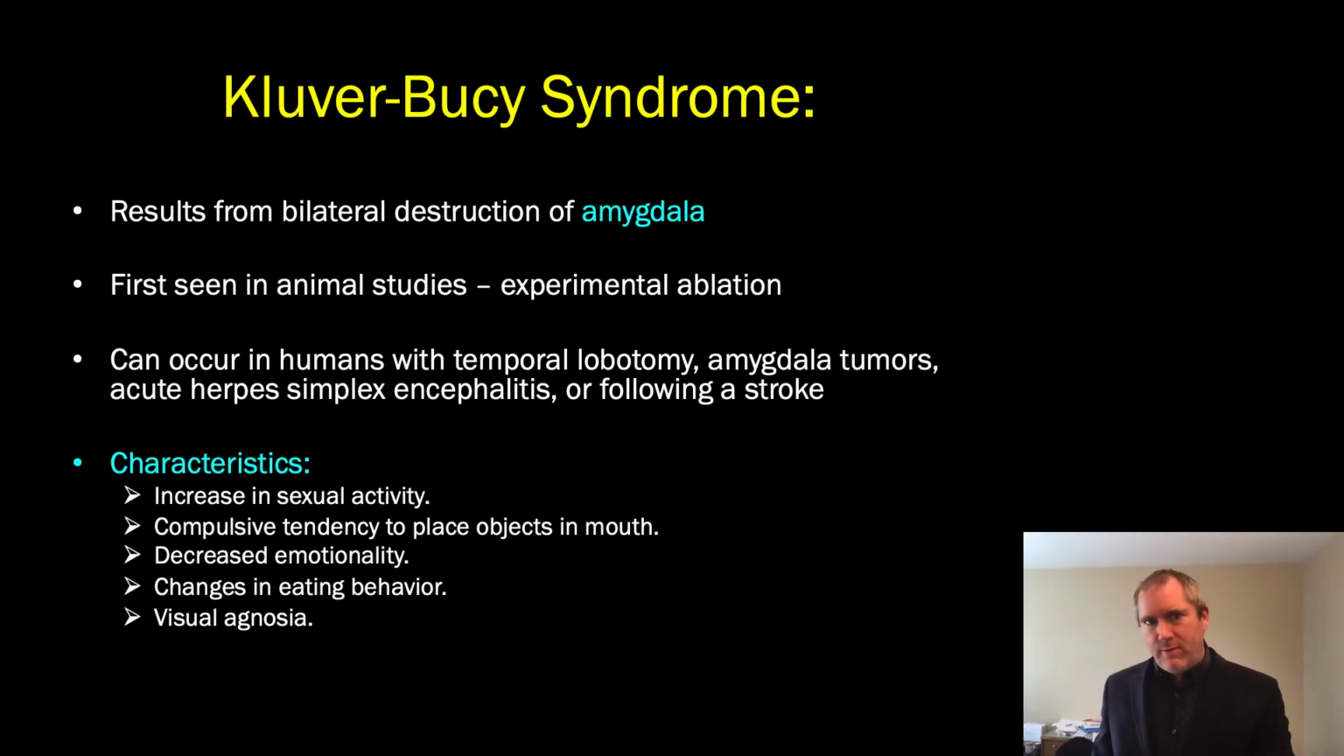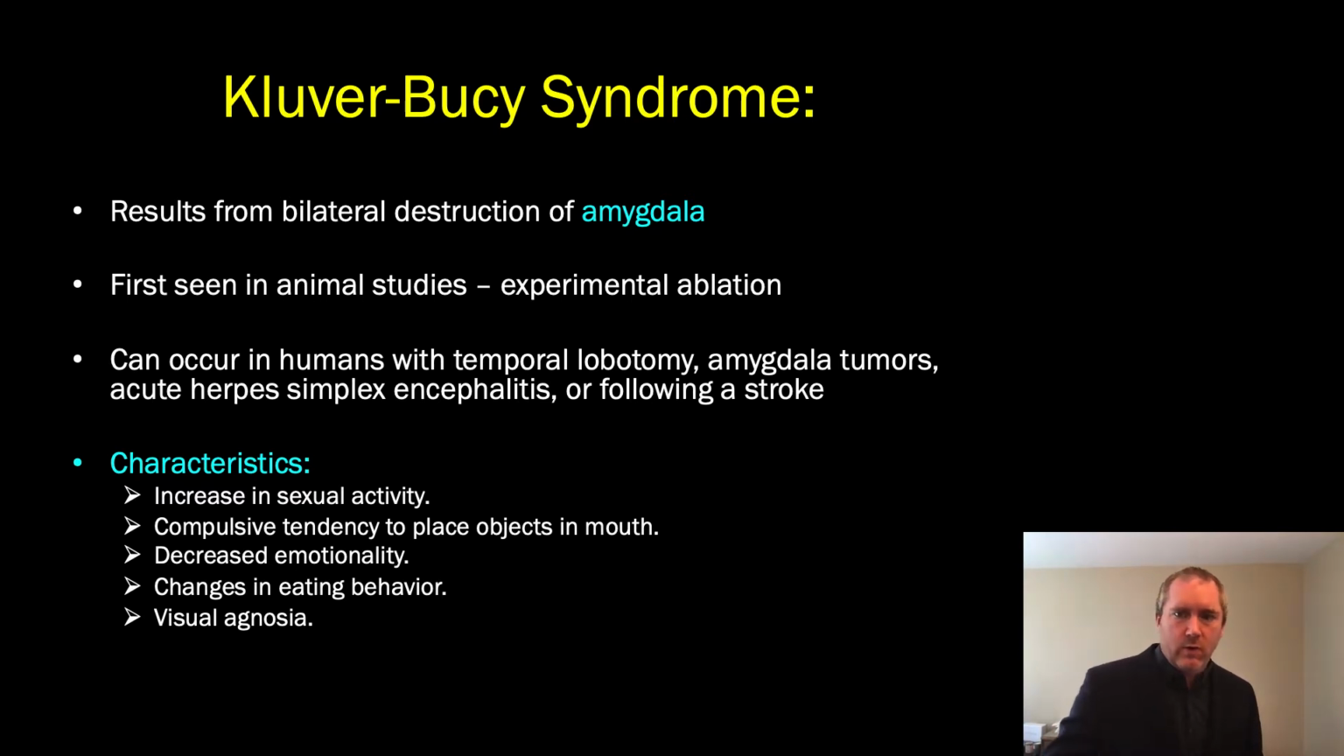A lot of what we know about the brain has come from observations of what happens when a region of the brain is damaged. One good example for the amygdala is something known as Klüver-Bucy syndrome. This results from bilateral destruction of the amygdala. So what happens if you get rid of this? This was first seen in animal studies following experimental ablation. You just go in and lesion, typically either electrically or chemically, a brain region to see what happens. But it also occurs in humans.